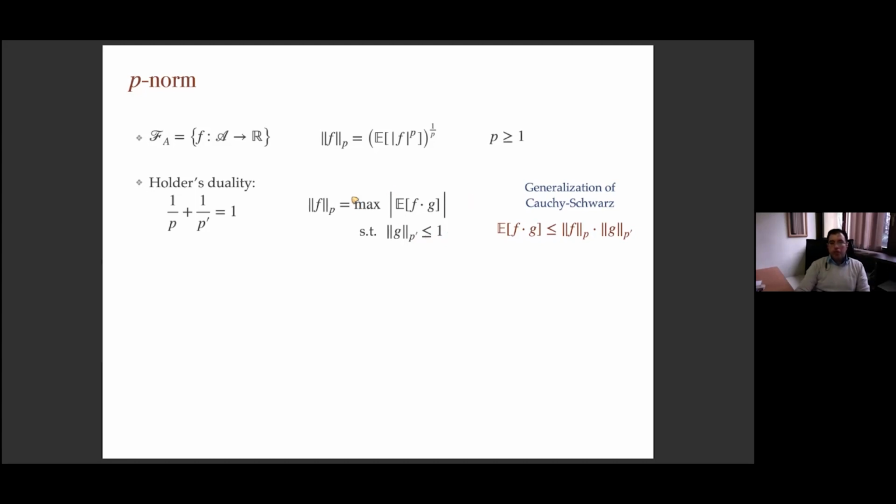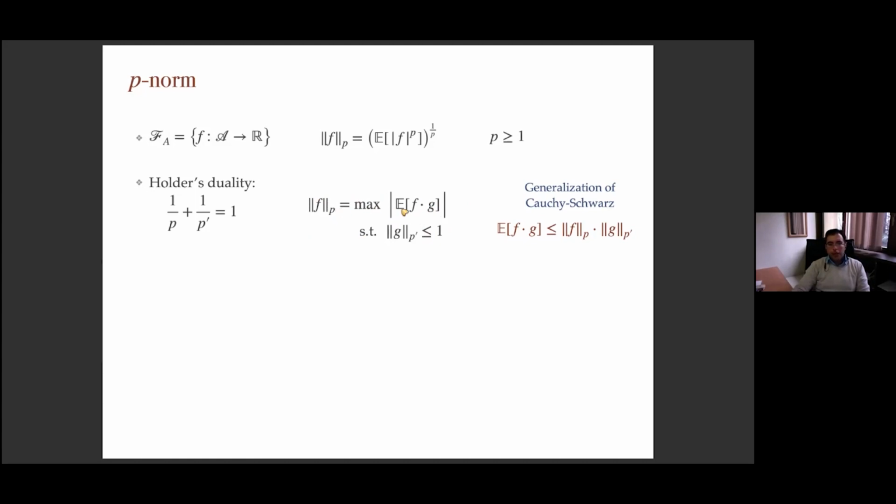And the proof of this is not really hard. You can just take the derivative. I mean, fix f, and then to compute this maximum, just take the derivative. You'll find what the optimal g is, and then this norm pops up as the optimal objective value.